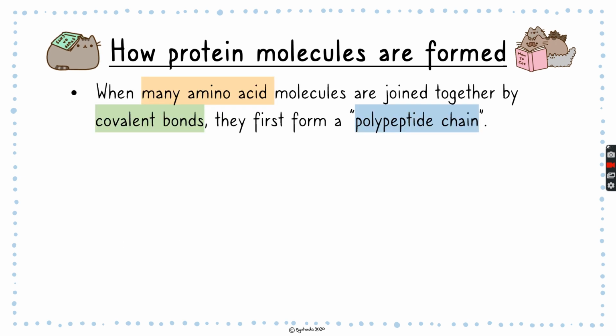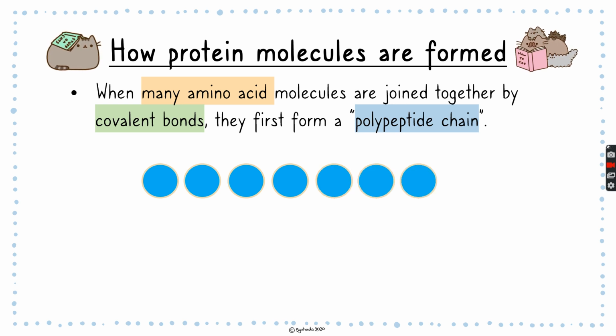So when you have many amino acid molecules joined together by these bonds called covalent bonds, they first form a polypeptide chain. Imagine you have amino acids lining up, and then you join them together with a covalent bond. Just to remind you, one unit of this is referring to one amino acid.